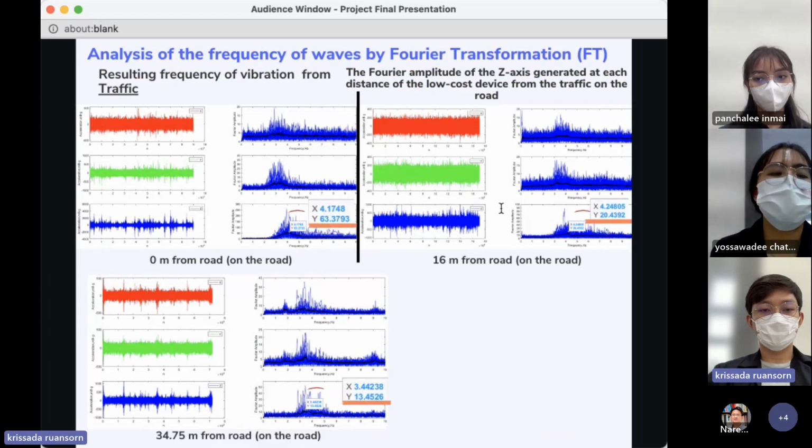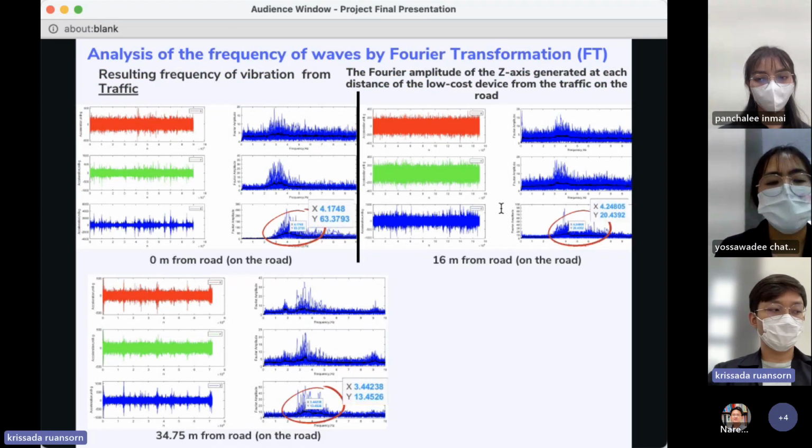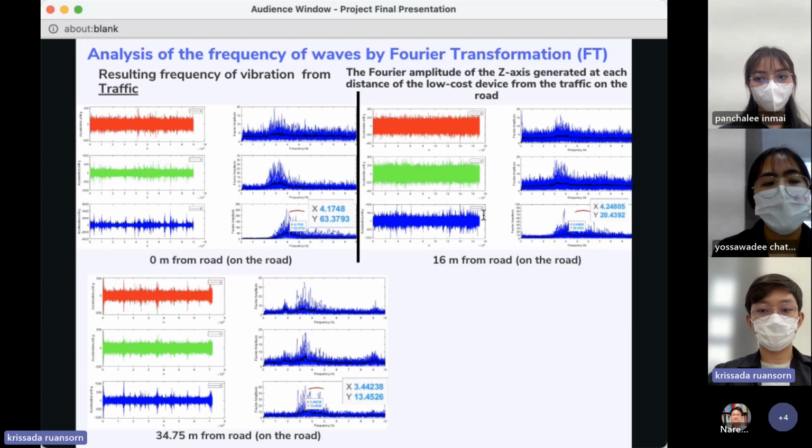This is the result of the frequency and amplitude of frequency of the static axis at each distance of the low-cost device from the traffic on the road. From the graph, we can see that the amplitude of the dominant frequency is 63, 20, and 13, which decreases with increasing distance from the load. At the same time, the device still has the ability to measure the dominant frequency generated by traffic at a greater distance from the device as well.